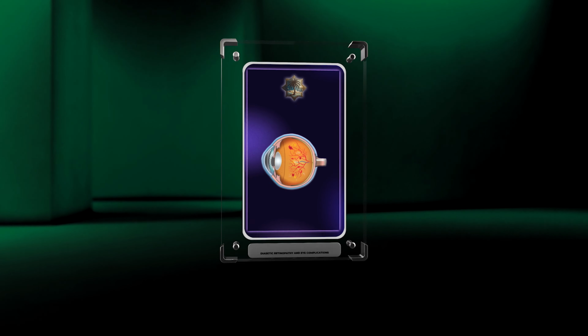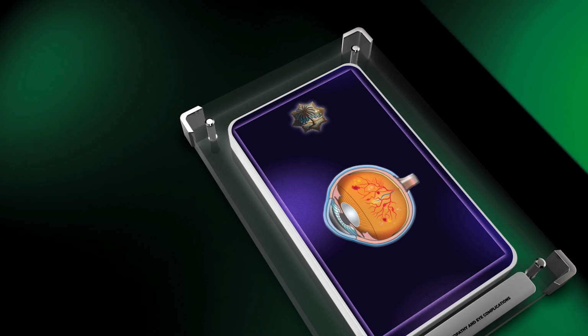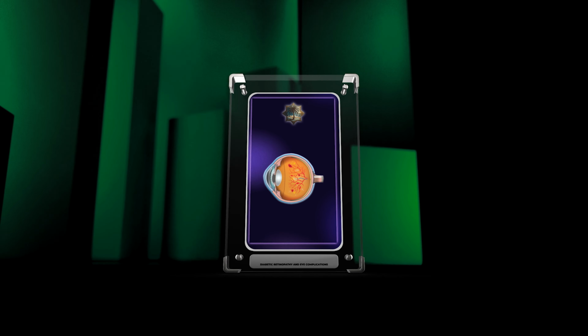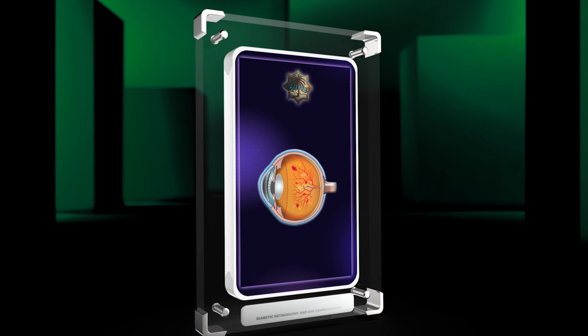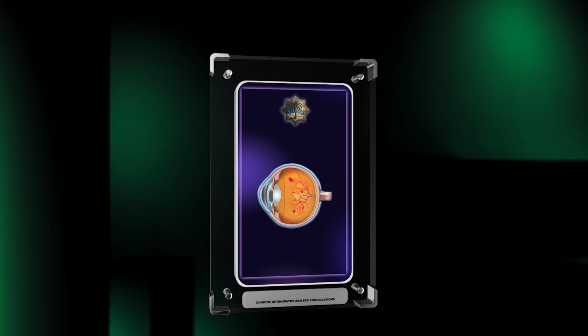Medical students are often faced with the challenge of understanding the complexities of various medical conditions and their underlying mechanisms. In the case of diabetic retinopathy, a disorder that affects the eyes of individuals with diabetes, there are numerous factors at play that contribute to its pathogenesis.